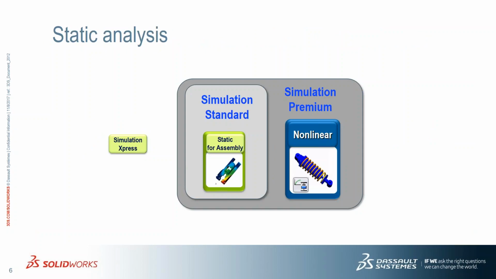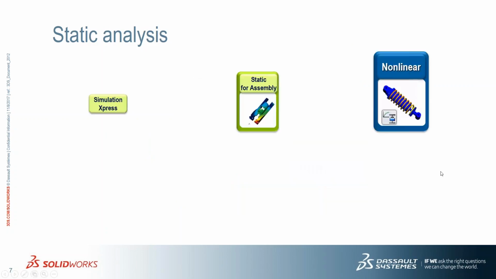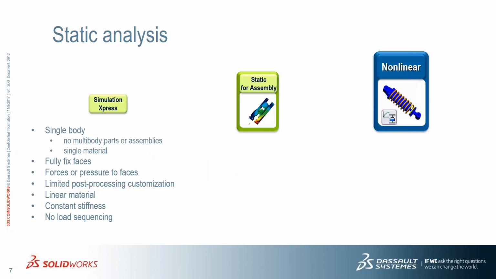This line that we're talking about is static analysis. So we assume that the loads are applied slowly with each of the analysis types that we're going to be talking about in this webinar. To compare the different types of static analyses to each other, SimXpress allows you to do analysis on single body parts only. So no assemblies, no assembly modeling. It has to be single material, single body part. There are a variety of other limitations also listed here, but I'll summarize them with one main point in a moment.